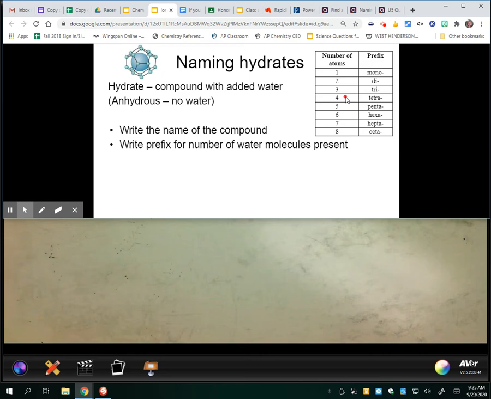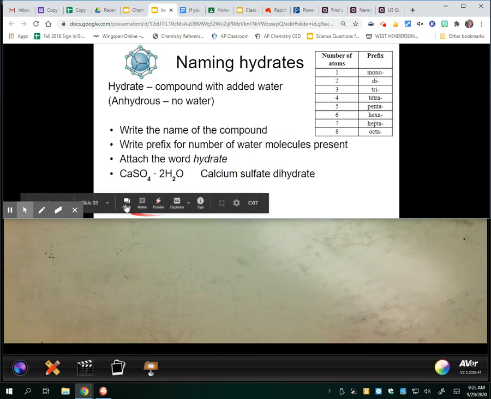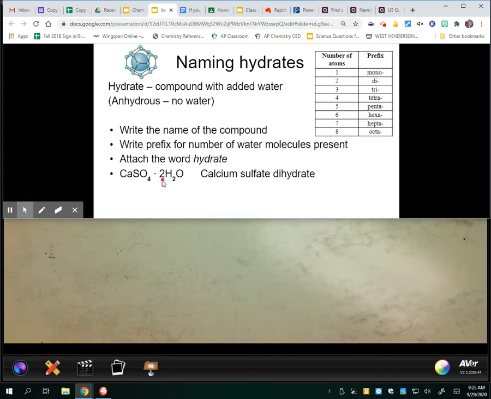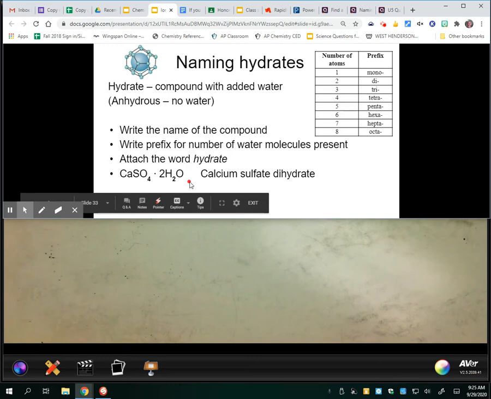So you're going to write the prefix for the number of water molecules present, and then you're going to attach the word hydrate, which means that we have water involved. So here's an example. I have calcium sulfate, we would name that. And then the prefix for two is di. And then for water, we're going to write hydrate. So the name of this is calcium sulfate dihydrate.